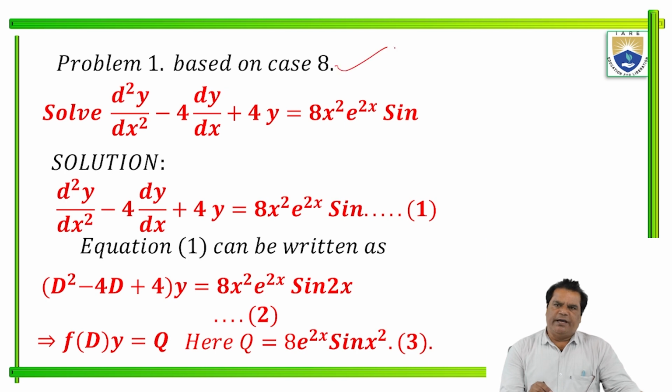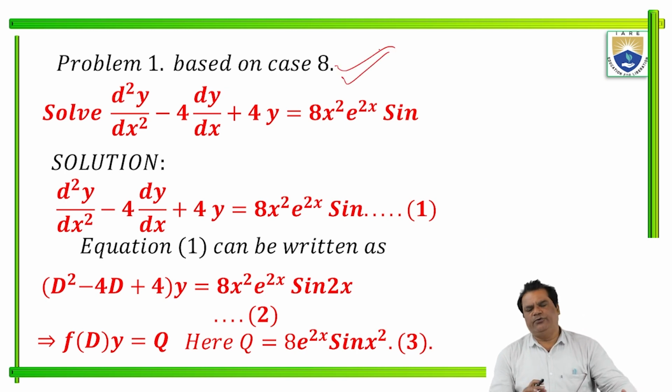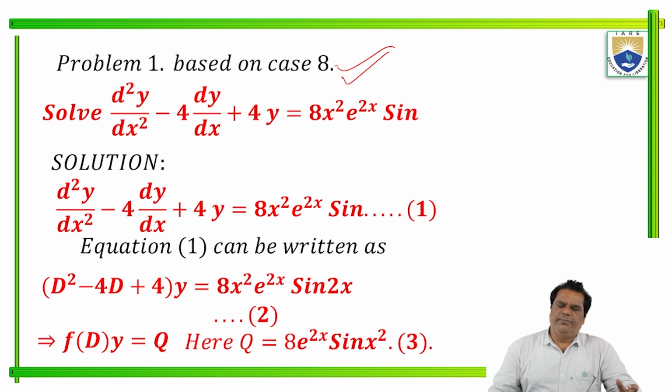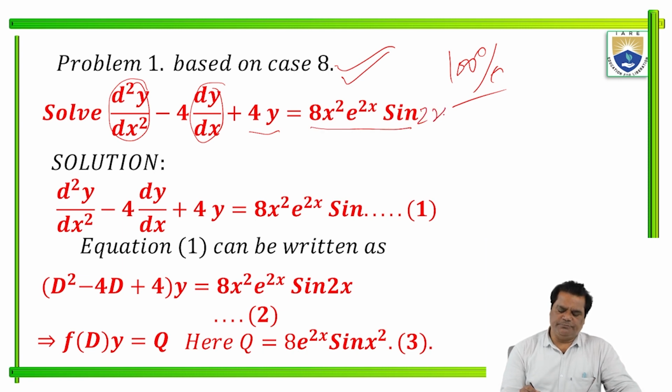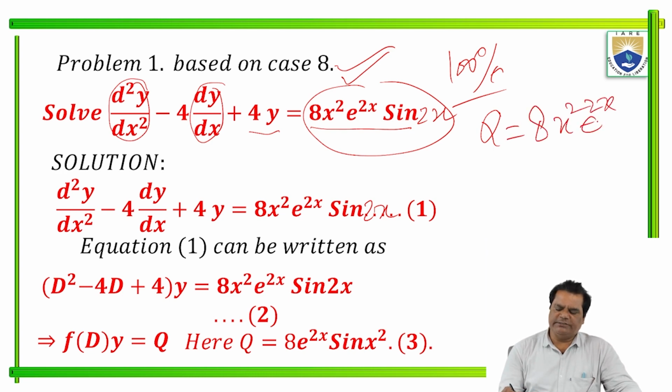Problem 1 based on case 8. Here I want to solve one problem that depends 100% on case 8. The problem is: solve d2y over dx2 minus 4 dy/dx plus 4y equals 8x square e to the power 2x into sin 2x. This is Q, that is, the right-hand side.